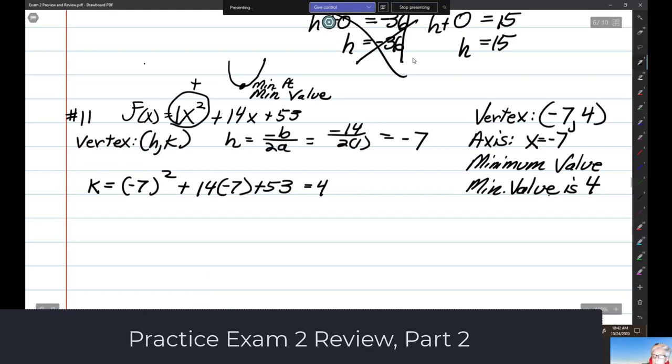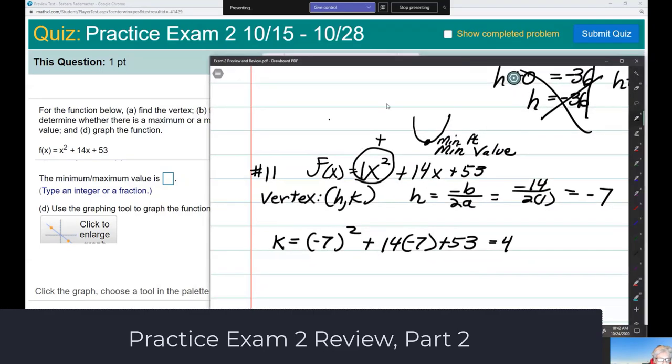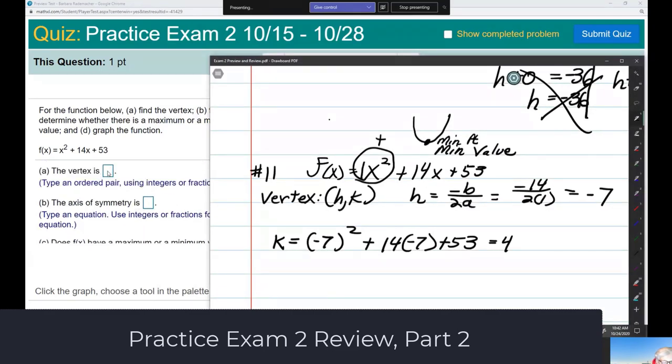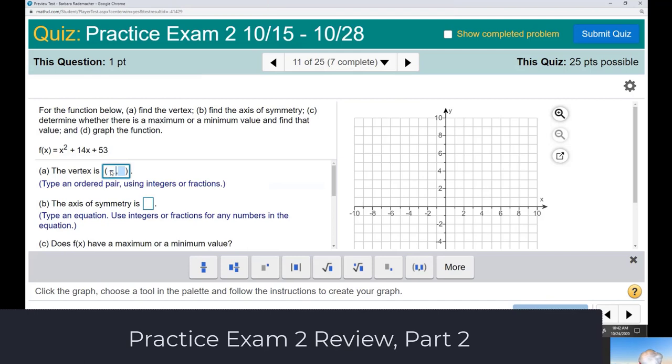And then we have to graph it. But let's see if it will give us an answer first to these questions. The vertex is negative 7, 4. So parentheses, negative 7, right arrow key. Negative 7, 4. I hate it when that happens.